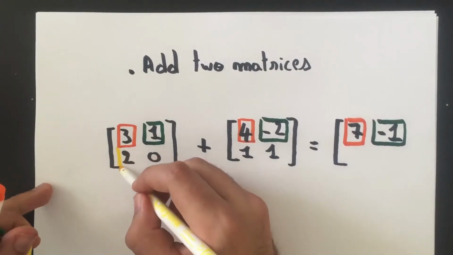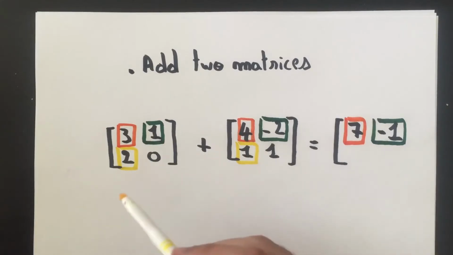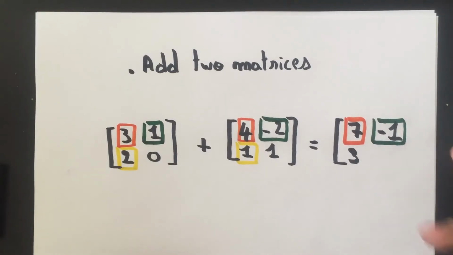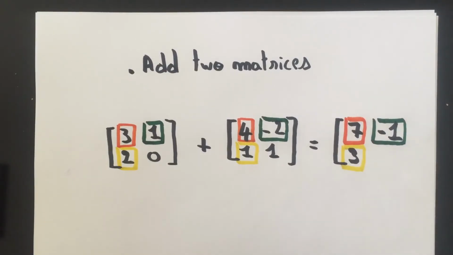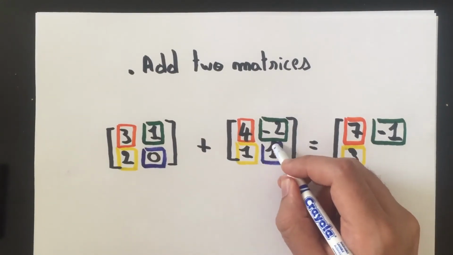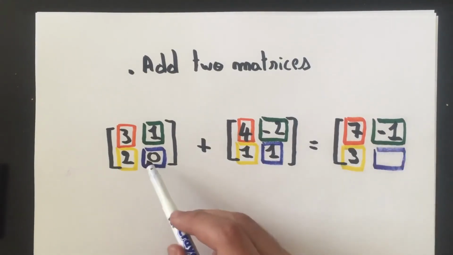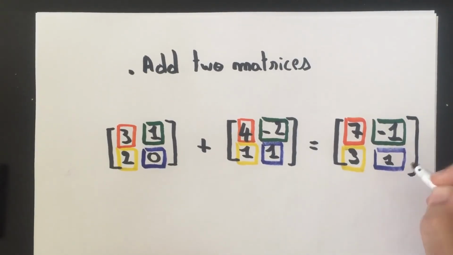So 2 and 1 hold the same position in the matrix, so I just need to add them as well. So 2 plus 1, 3, and it's the yellow term, and eventually as the last term, 0 goes with 1 there. They're the same position, so it's just going to be the sum of 0 plus 1, and that's 1. And you're done.